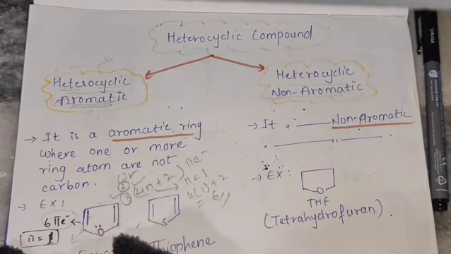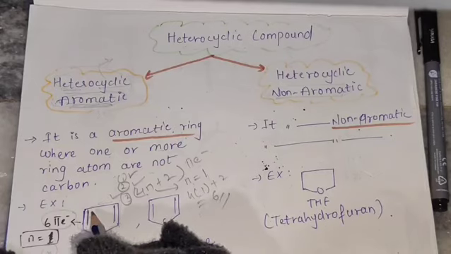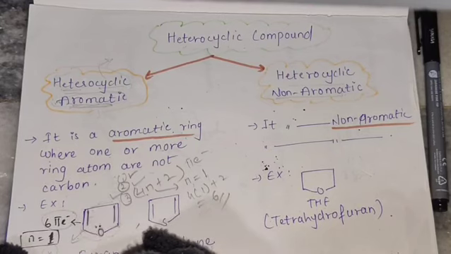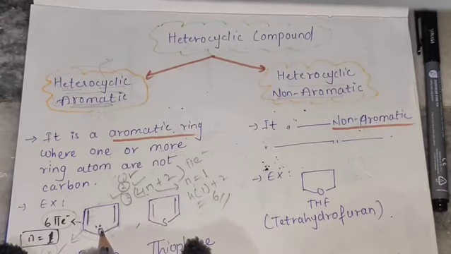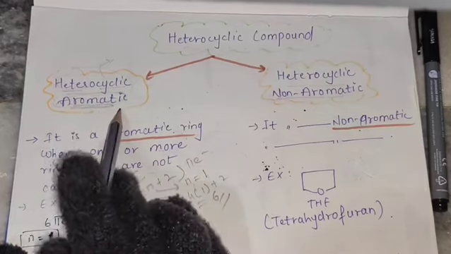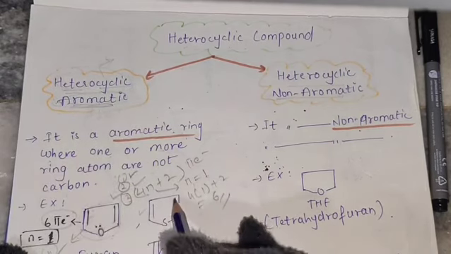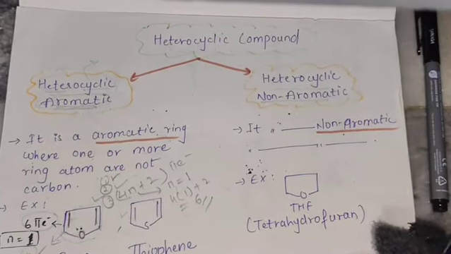Now the last condition is that it shows delocalization, that means movement of electrons. Here these electrons move inside the ring. That means the fourth condition, delocalization of electrons, is also followed. So this is a type of heterocyclic aromatic ring. Here also the same conditions will be followed, so it is also an example of a heterocyclic aromatic ring.